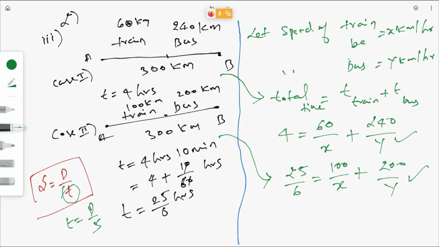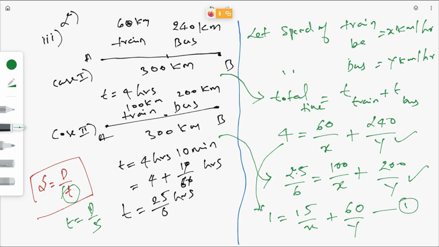How to simplify this equation? First equation, divide the whole equation by 4. Then what will you get? You will get 1 is equal to 15 by x plus 60 by y. Am I correct? So this is the first equation.